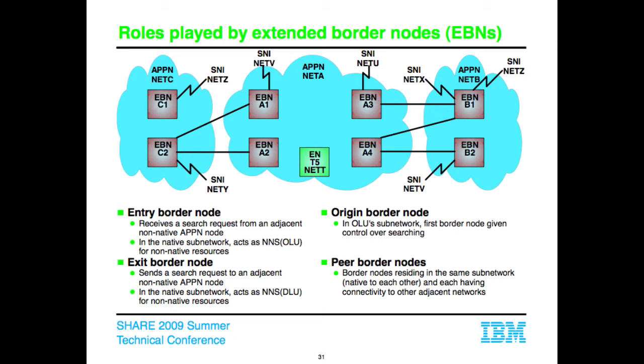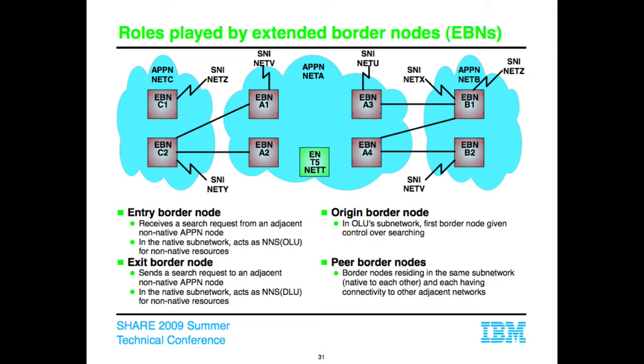If you're going to come in and leave, then somebody's got to enter and somebody's got to exit, so there's typically an entry and an exit border node in every intermediate network. Now the origin border node is a little bit confusing. It's the name that we give to the first border node in the originating LU's network to get control of the search. He may not be the entry border node. Well, he certainly wouldn't be the entry border node because the OLU is in your network, so it couldn't have come in across the network boundary.